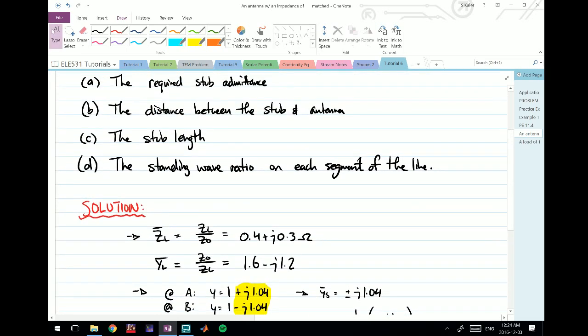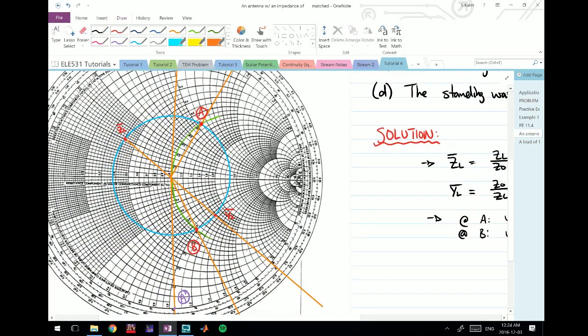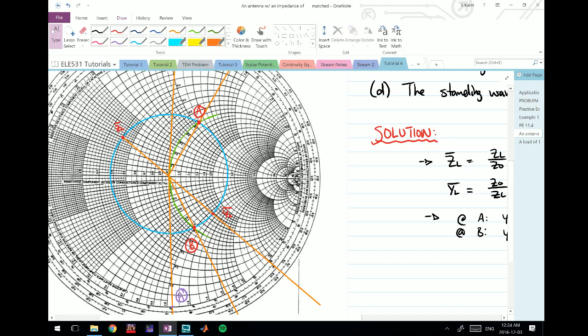Okay, so we've done the first part. Now we want to find the distance between the stub and the antenna. So this is essentially, we're going to start from our load, and we're going to find the distance from the load to point B, and then the distance from the load to point A. Because of the symmetry of these circles, there are 2 points where we can place the stub. Typically in practice we would use the point that is closest. Usually that's just easier to deal with.